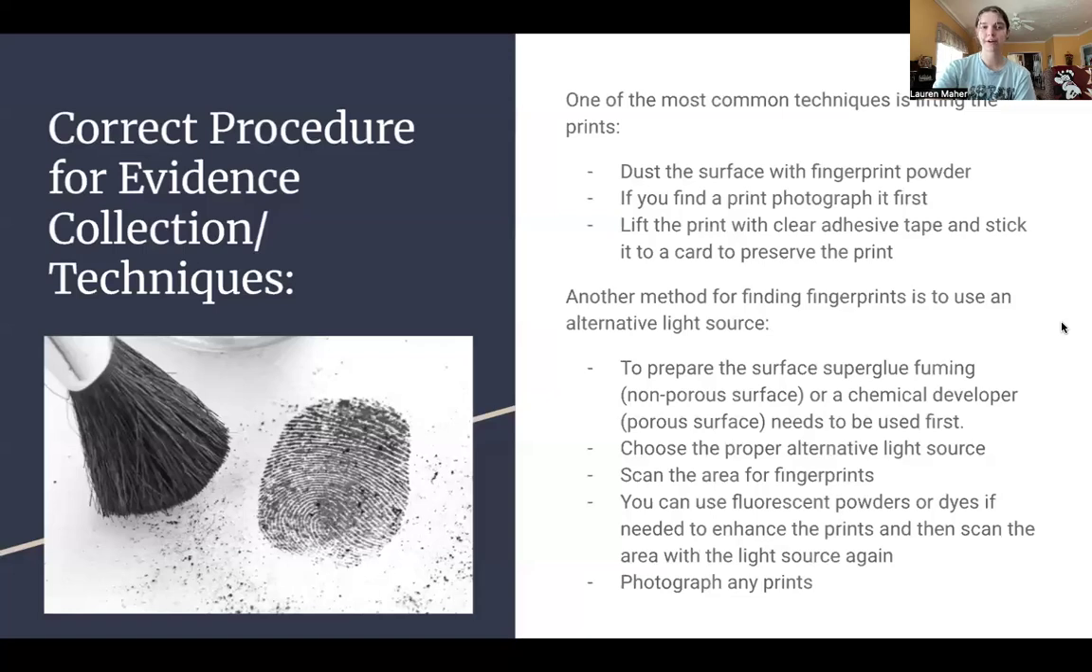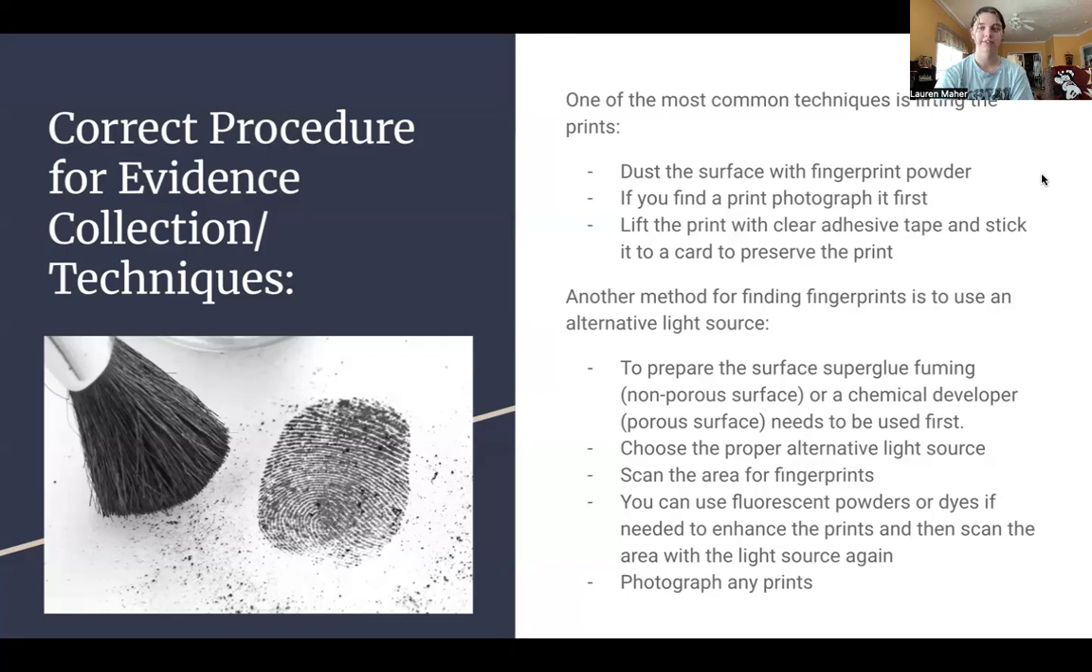The correct procedure for evidence collection and techniques. One of the most common techniques is lifting the prints. Dusting the surface with fingerprint powder, and then if you find a fingerprint, photograph it first. Lift the print with clear adhesive tape and stick it to a card to preserve the print.